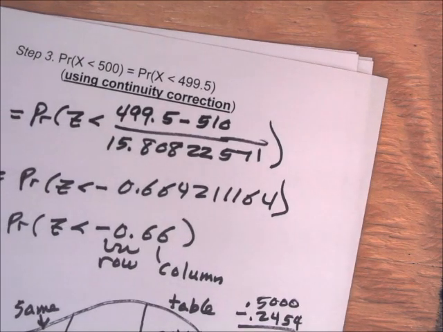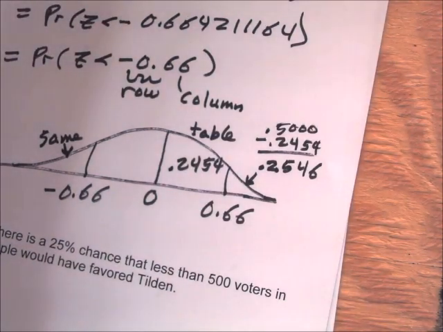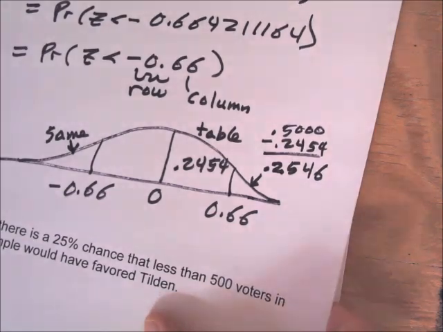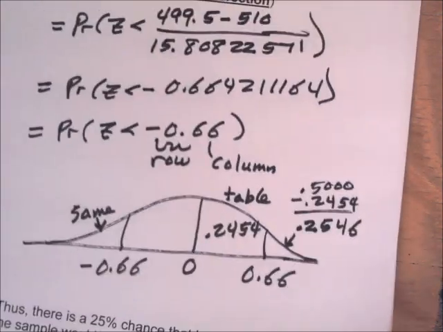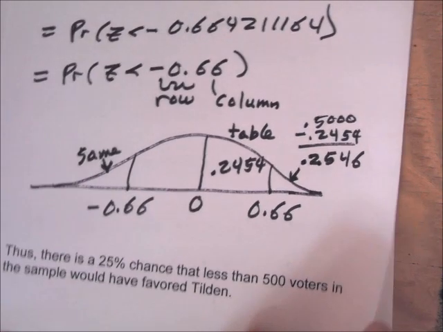And if you did not use continuity correction, I think it would have been slightly different. But it probably would have been close because this is a pretty wide interval. So usually with the wide intervals, continuity correction doesn't make a lot of difference.